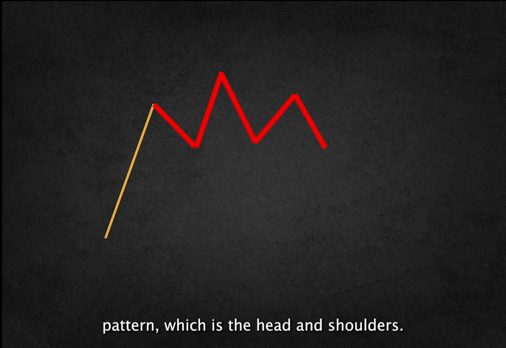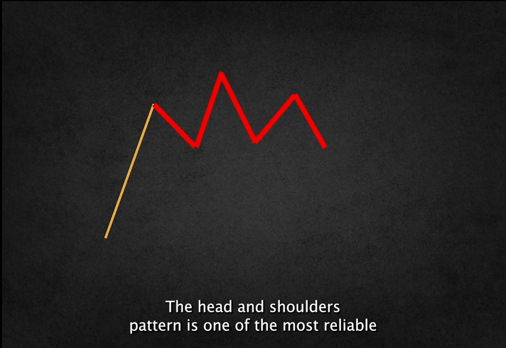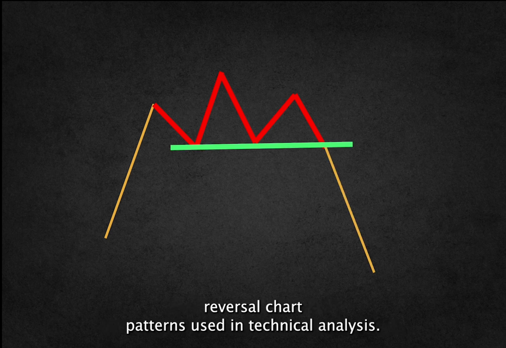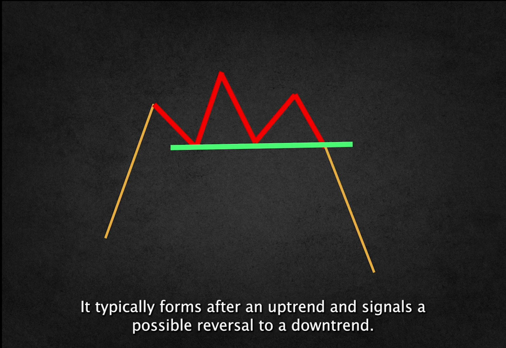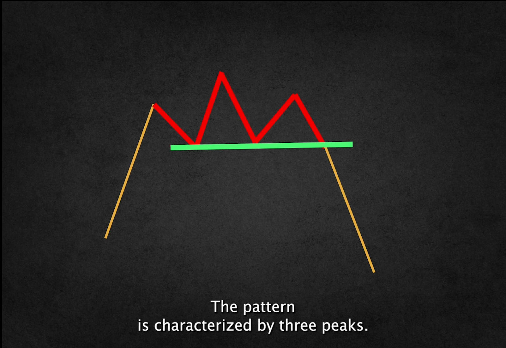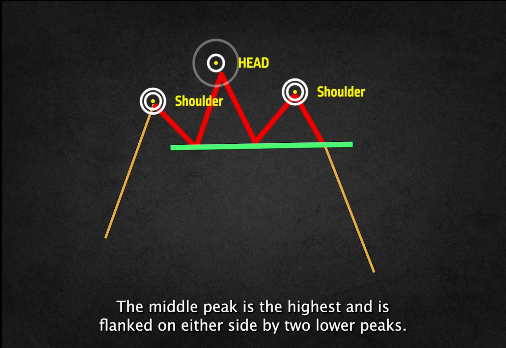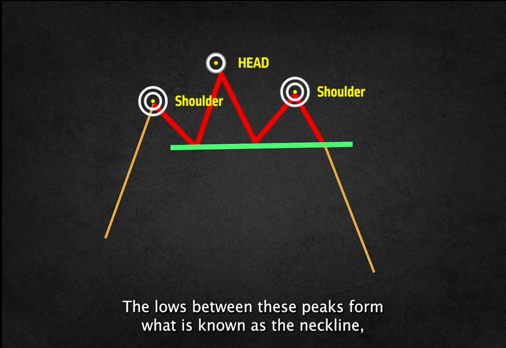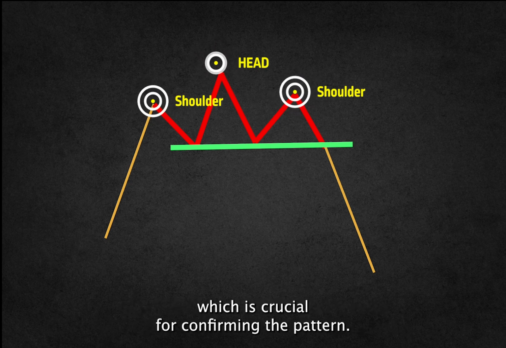Let's cover the first reversal chart pattern, which is the head and shoulders. The head and shoulders pattern is one of the most reliable reversal chart patterns used in technical analysis. It typically forms after an uptrend and signals a possible reversal to a downtrend. The pattern is characterized by three peaks. The middle peak is the highest and is flanked on either side by two lower peaks. The lows between these peaks form what is known as the neckline, which is crucial for confirming the pattern.